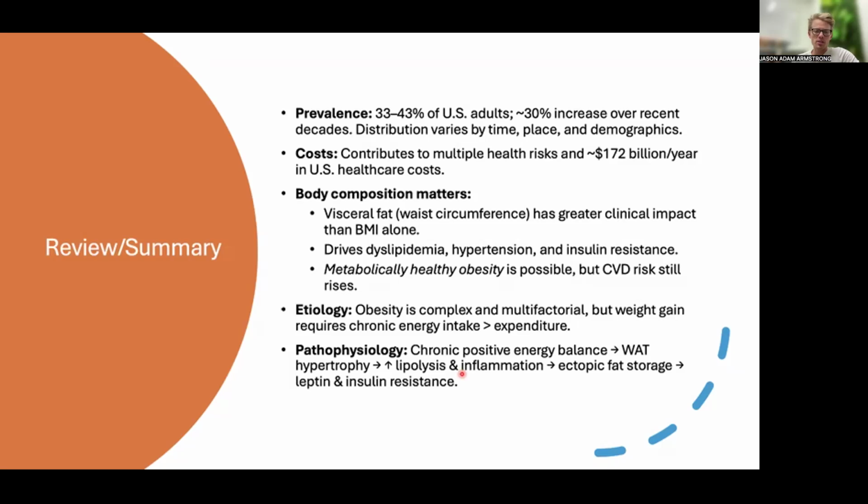For the pathophysiology, you should understand that chronic positive energy balance leads to fat cell hypertrophy, particularly white adipocyte hypertrophy, which increases lipolysis, right? The breakdown of that fat storage, which causes lots of free fatty acids in the blood and causes inflammation, which leads to ectopic fat storage, so storing fat where it's not supposed to be, which contributes to leptin and insulin resistance. Okay, you should be familiar with that, and you should be able to follow that diagram in your mind, how things develop.